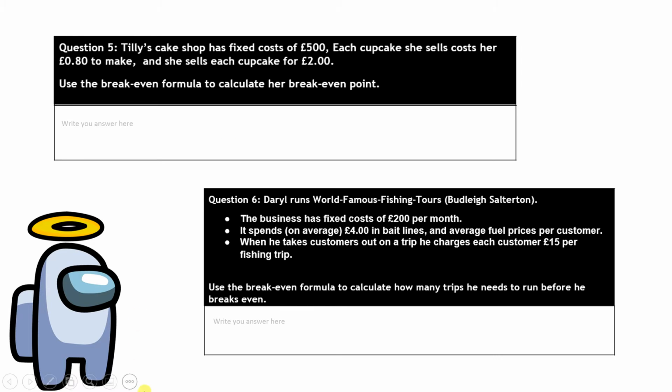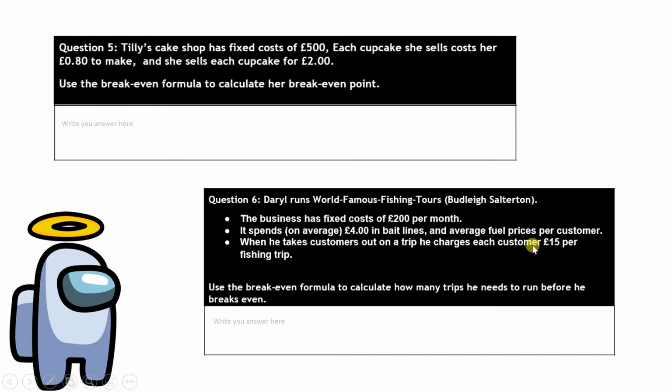Question 6, you've got Daryl, who's running a world famous fishing tours company in Budleigh Salterton. Do you need to know that? Does it really matter? The business has fixed costs of £200 per month. It spends £4 in bait lines. So that is a cost of product, so that's a variable cost. And when he takes the customers out on a trip, he charges each customer £15 per fishing trip.